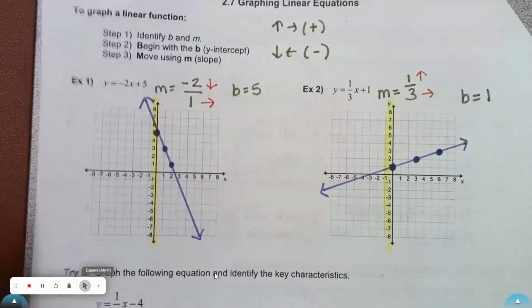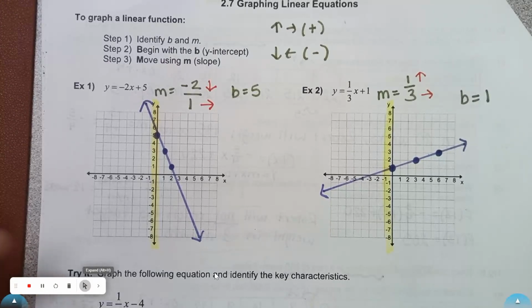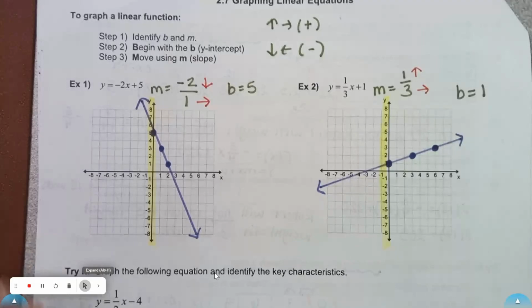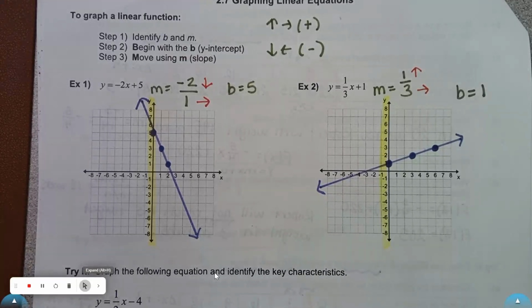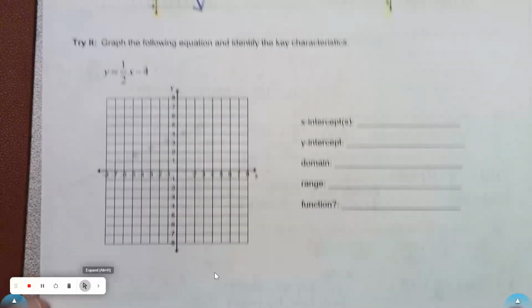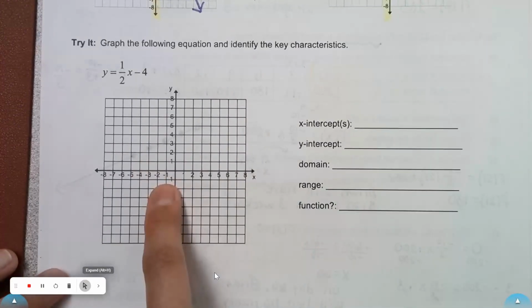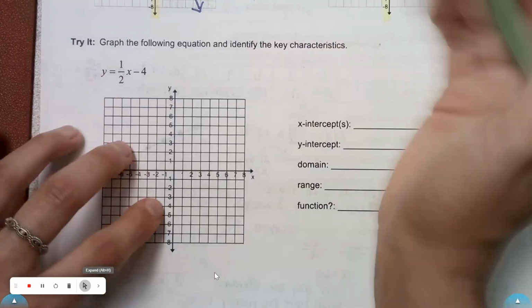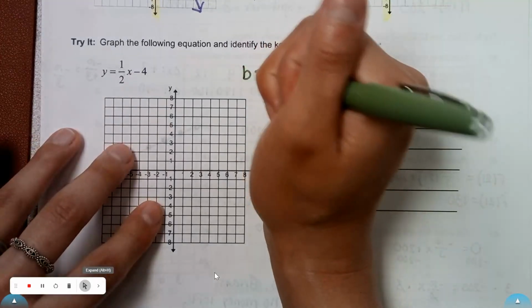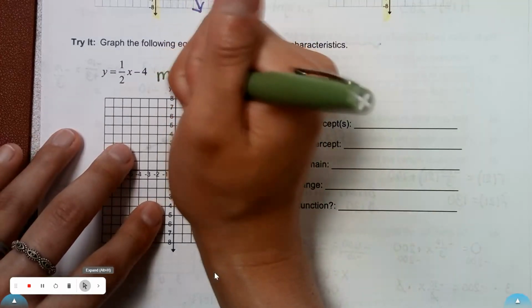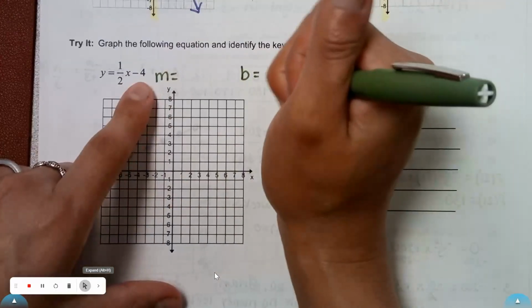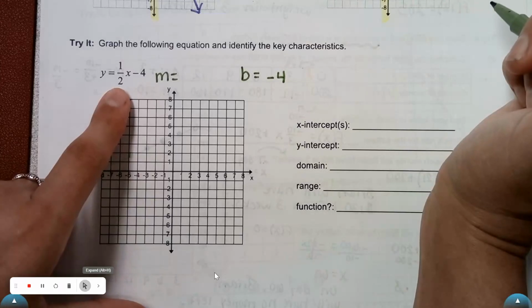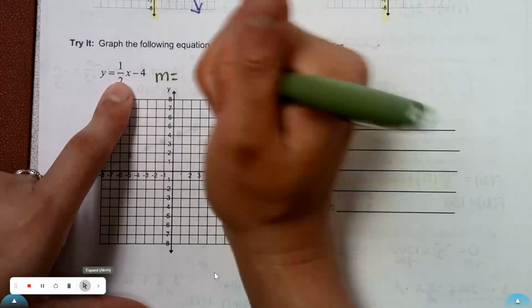Alright, so the only element we're going to add is that you also have to do this, but then you have to answer some key characteristics about your line. So the try at the bottom we'll do together. First we have to graph it, and then we're going to answer the characteristics. So just like the 2 that we previously did, I'm going to identify my B and my M. My B is negative 4. My M is a fraction, which is good, so I'm going to keep it as a fraction.